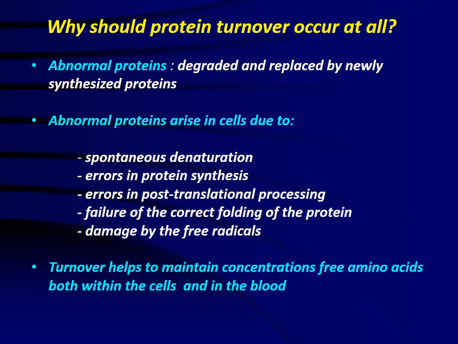Why should protein turnover occur at all? Abnormal proteins are degraded and replaced by newly synthesized proteins. Abnormal proteins arise in cells due to spontaneous denaturation, errors in protein synthesis, errors in post-translational processing, failure of the correct folding of the protein, and damage by free radicals. Turnover helps to maintain concentrations of free amino acids both within the cell and in the blood.